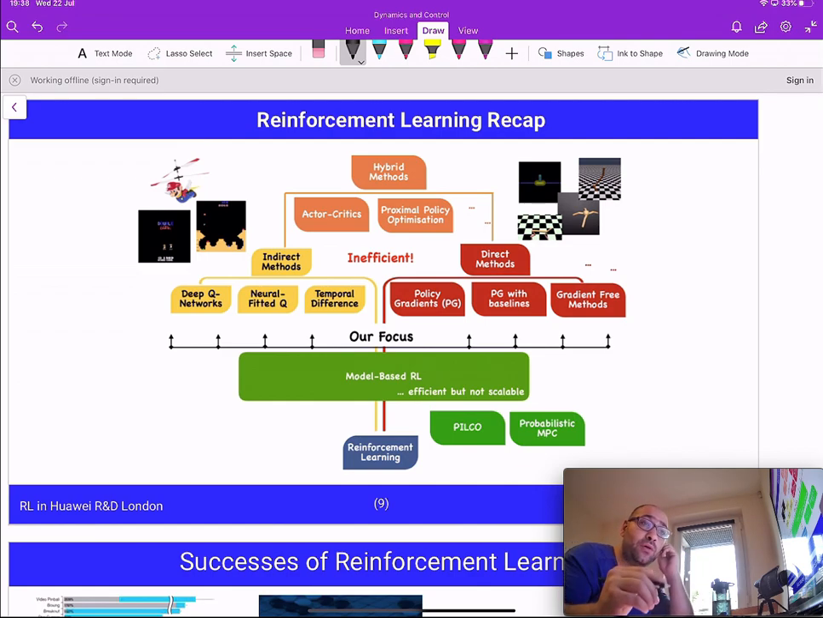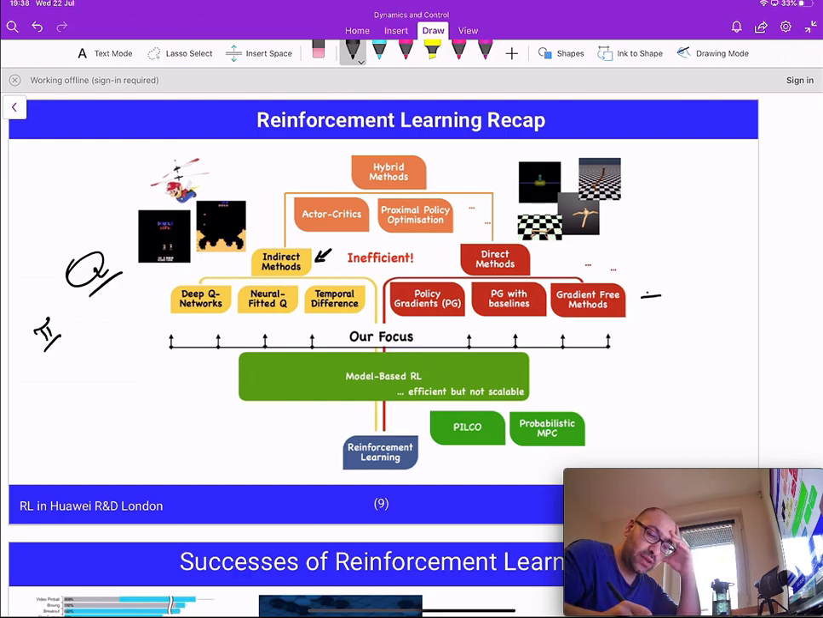So for example, we have the indirect methods. We described them a while ago, or maybe briefly touched on them. The indirect methods, such as deep Q networks, neural fitted Q iteration, and temporal difference methods, what they do is you give me a policy, you don't try to improve the policy directly, but you indirectly build some sort of Q function, right? Some sort of Q function that measures or estimates how well a policy is doing. And then based on that, you just try to improve your policy.